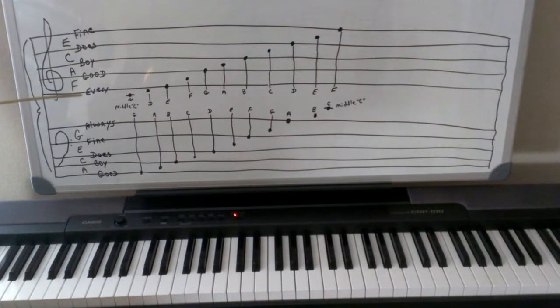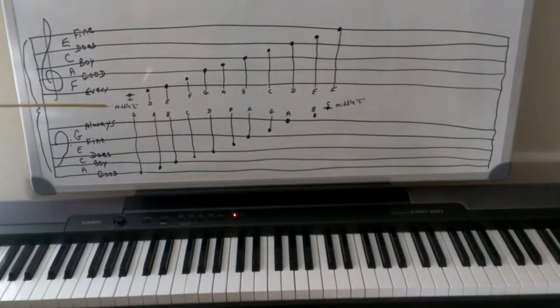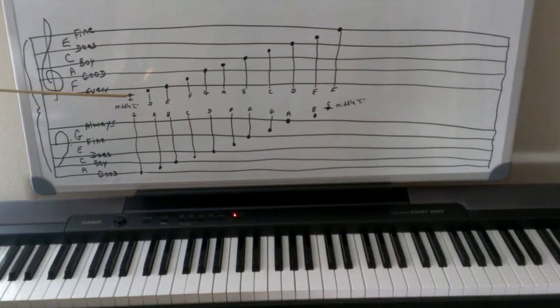As we talked about earlier, you have 5 lines, 1, 2, 3, 4, 5, and you have 4 spaces. Here we have middle C. This is middle C on the treble clef. It is one space or line below the 5th line, or the 1st line, depending on how you count it.